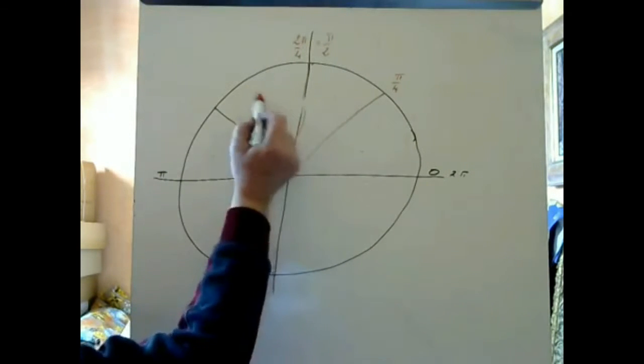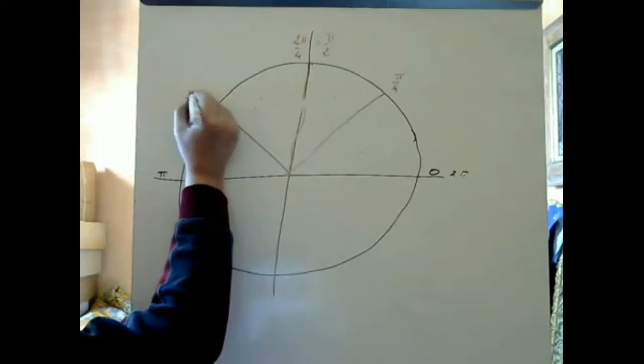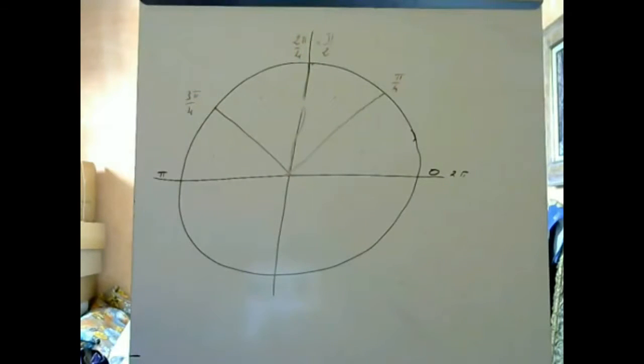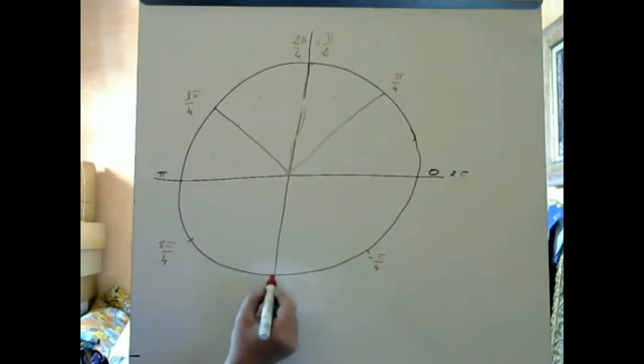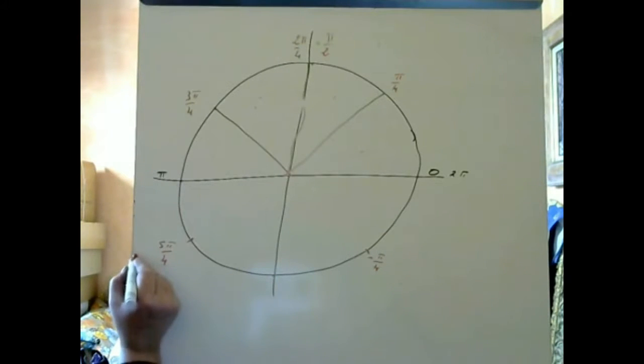Here I have 1, 2, 3 portions of pi over 4. Okay, here I've got 5 pi over 4. And if we go in the negative direction, here we have minus pi over 4, minus 2 pi over 4, minus 3 pi over 4. And we see that the angle minus 3 pi over 4 and 5 pi over 4 are on the same position on the circle.